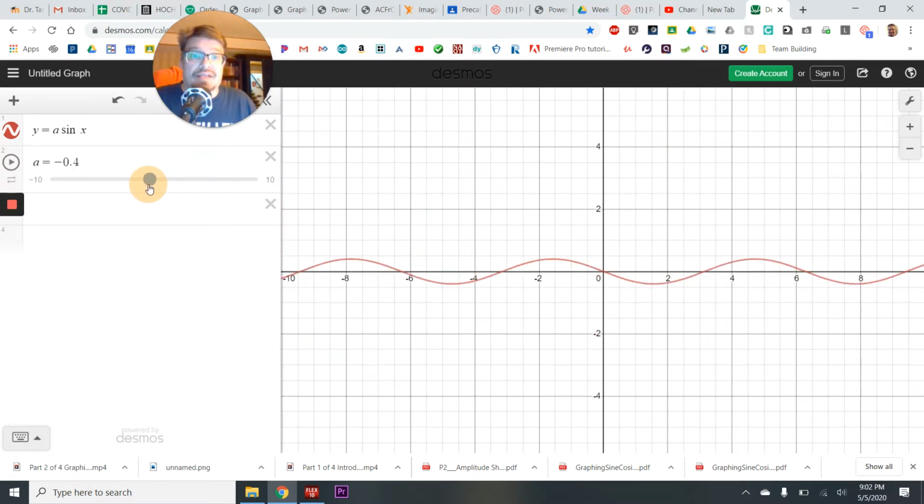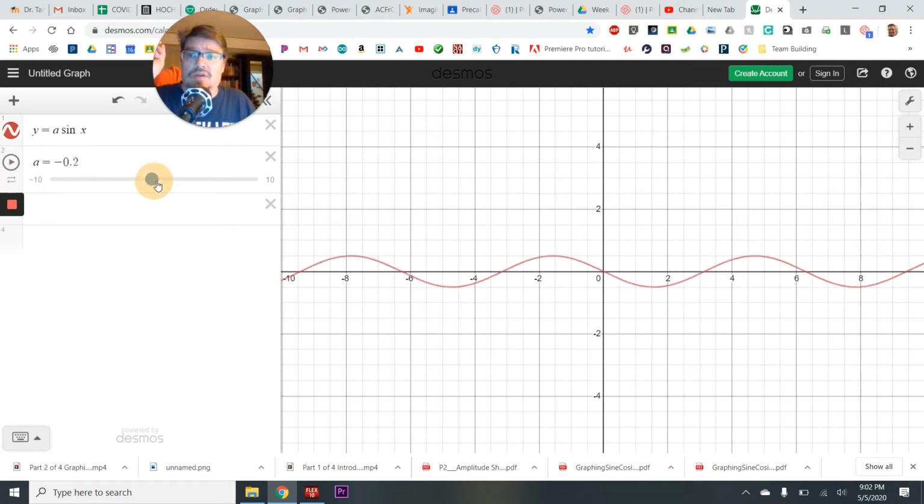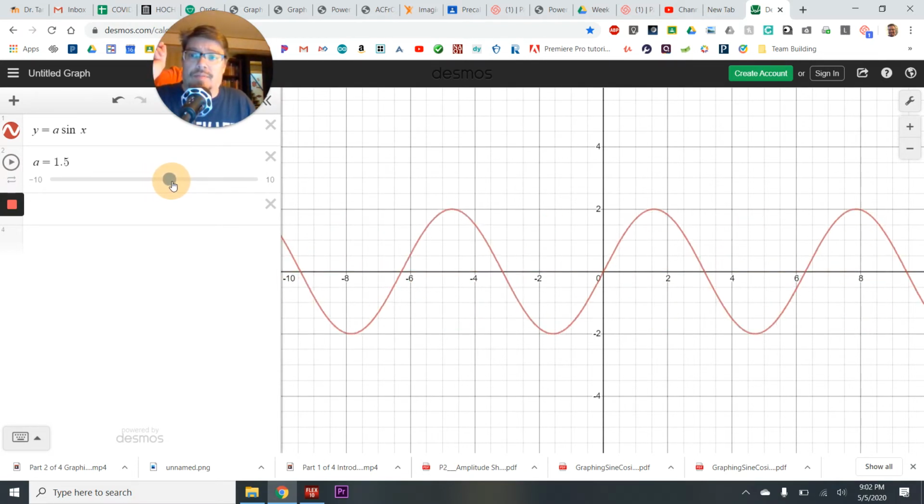Once I get into negative, the sine wave has actually reversed direction. So now instead of going up first and coming back down, it goes down first. So it completely flipped over the x-axis. Okay, let's go back to 1.